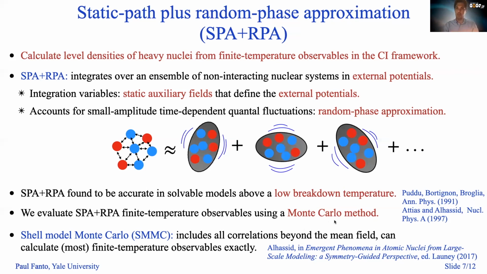Although our work is the first to apply a Monte Carlo method to the SPA+RPA, such Monte Carlo methods are prevalent in nuclear physics. And in particular, a closely related method is the shell model Monte Carlo, or SMMC method, which includes even more correlations beyond the mean field and can calculate a large family of finite temperature observables exactly. As I'll show later in the talk, the SMMC provides a very useful benchmark of the SPA+RPA.